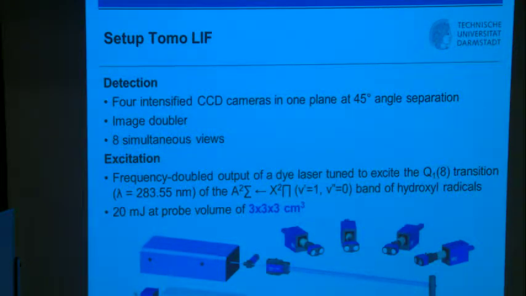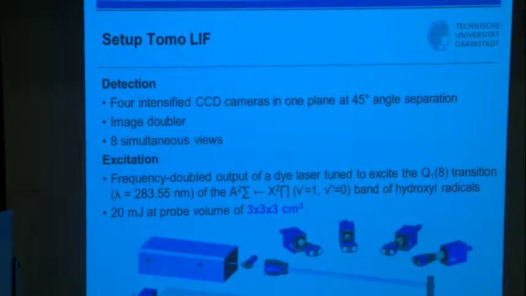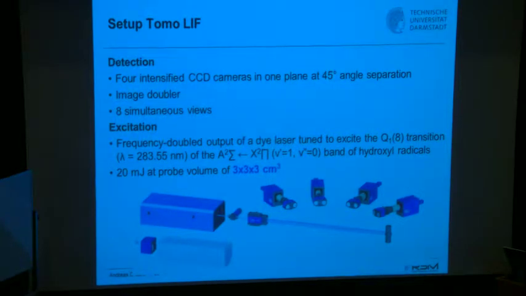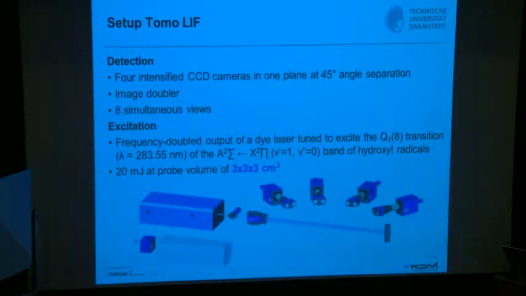In that case, in cooperation with LaVision and Göttingen, we had access to 4 intensified cameras, which are shown here. This would have been first CCD cameras, and to enlarge the number of projections, image doublers were used as well, such that you have 8 simultaneous views.